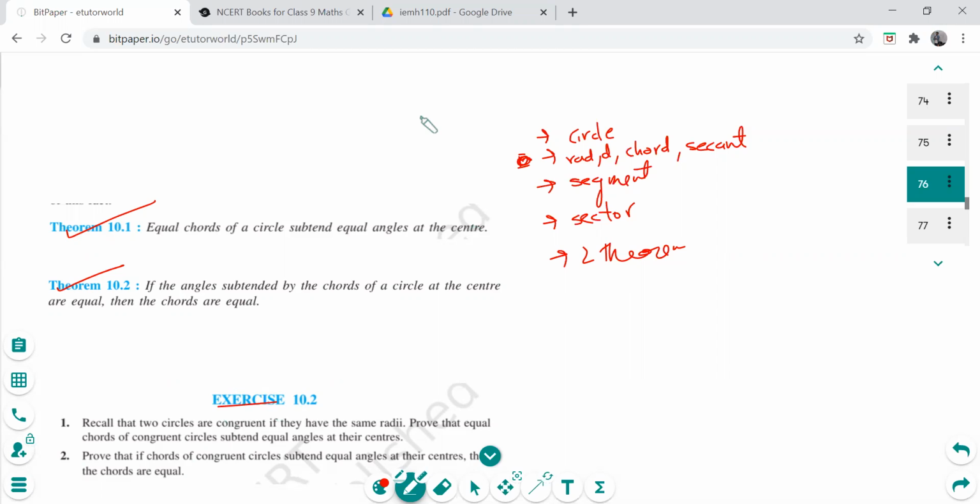So before moving on to 10.2, I want to ask a couple of questions. So you will answer it. What is the difference between chord and secant? My first question to you. Can you tell me what is the difference between chord and secant? Day before yesterday we did it.